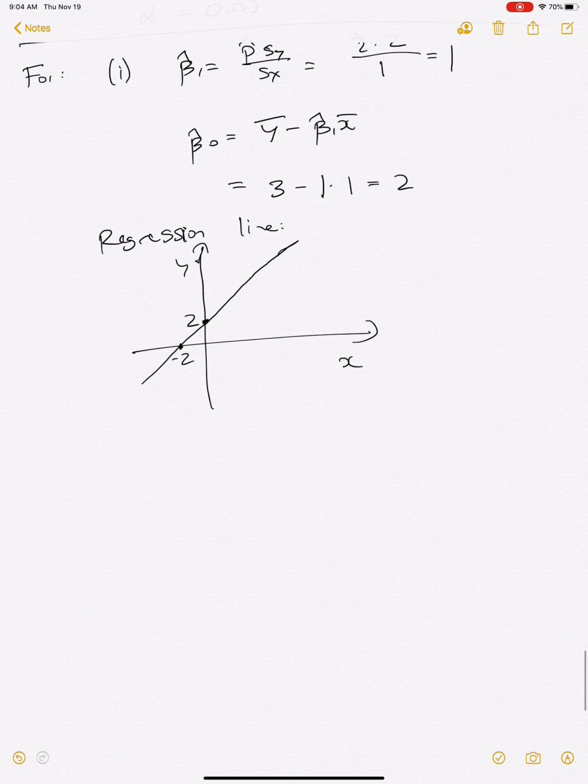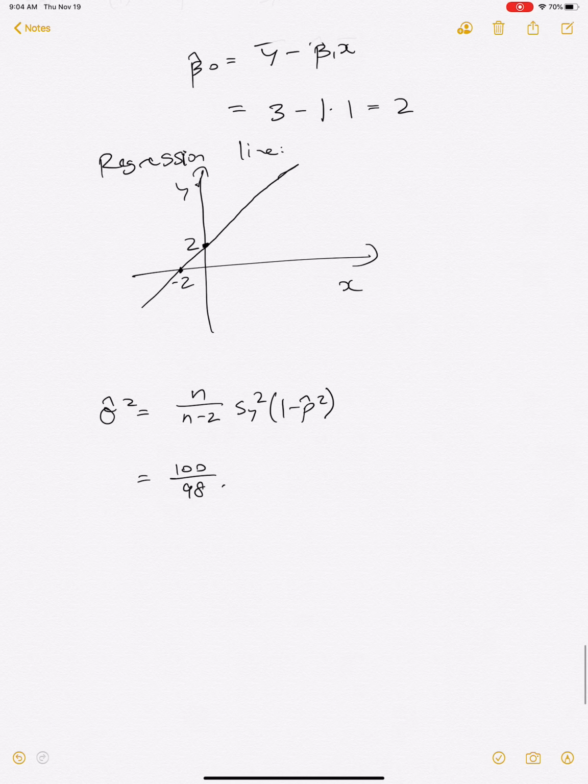And then we want to also find an estimate for sigma hat squared. So that's going to be n divided by n minus 2 times sy squared times 1 minus rho hat squared. And so that's going to be 100 divided by 98, which is pretty close to 1. And then sy squared is 4, and then we have 1 minus 1/4. So this is going to be about 3.0, and that's what our sigma hat squared is.